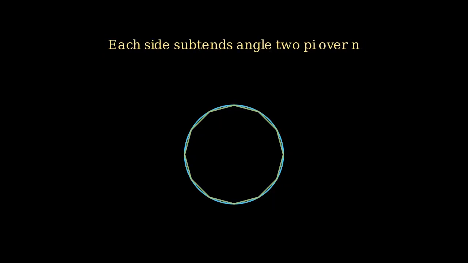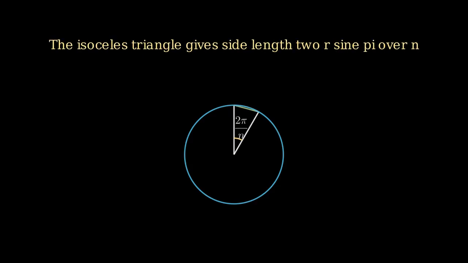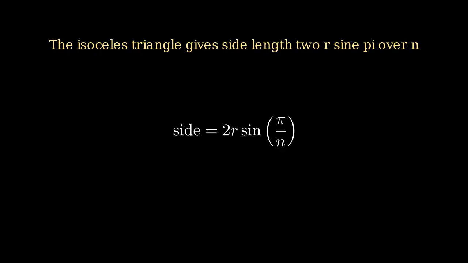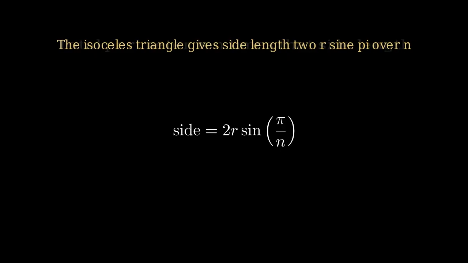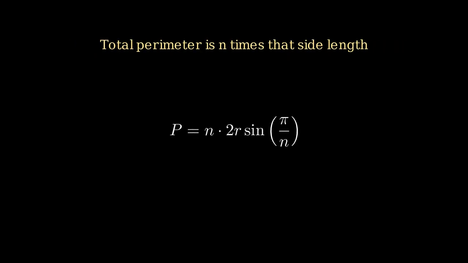Each side of that polygon subtends an angle at the center, and since there are n equal sides sharing the full turn, that angle is 2 pi divided by n. Each side, together with two radius lines, forms an isosceles triangle, and working out that triangle shows each side has length 2r times sine of pi divided by n. So the total perimeter of the polygon is n times that side length, which is n times 2r times sine of pi divided by n.